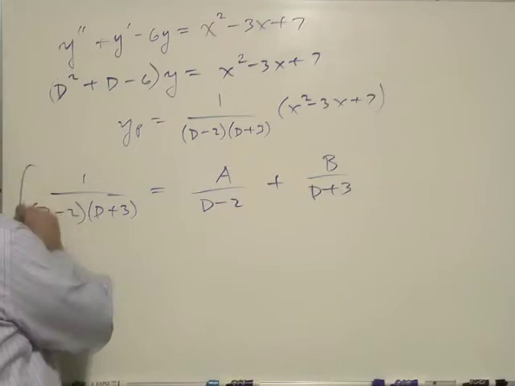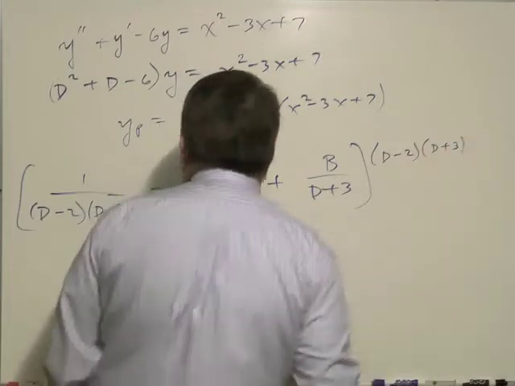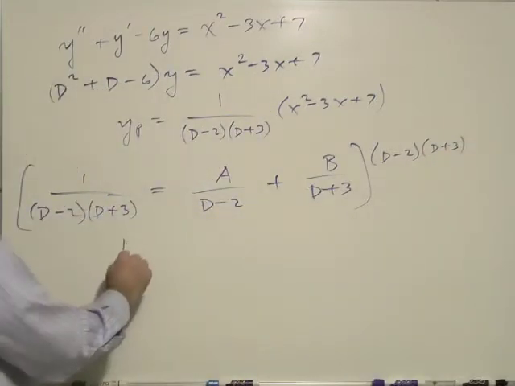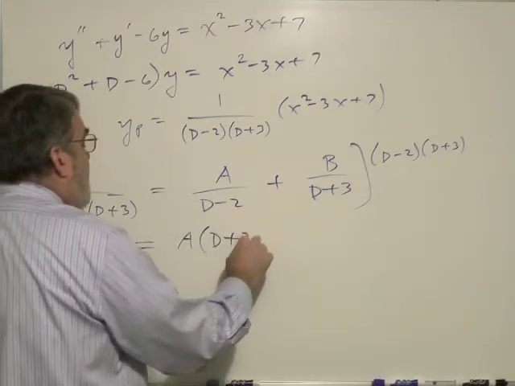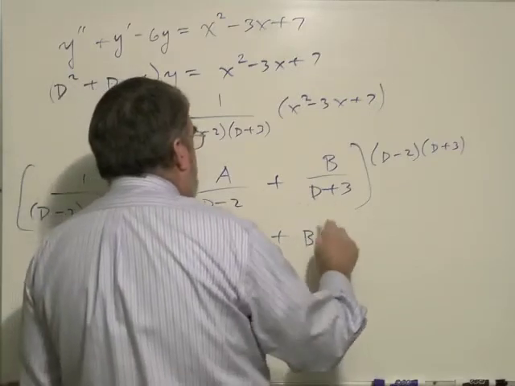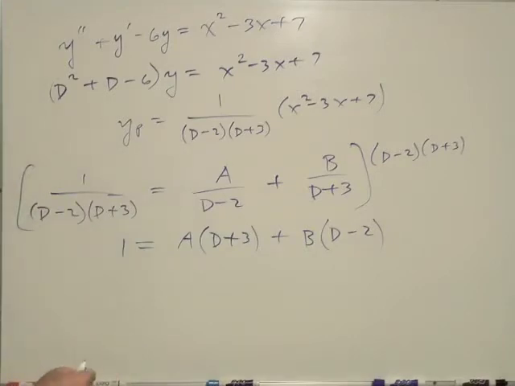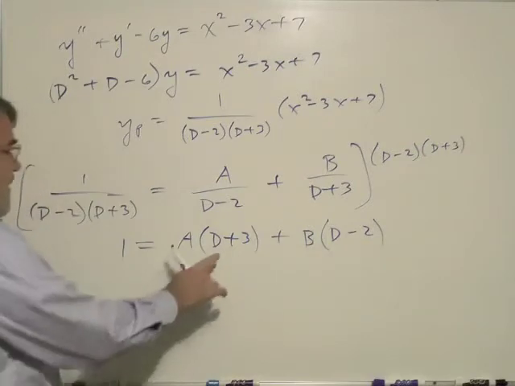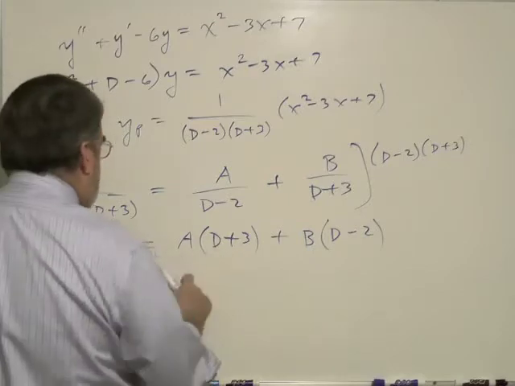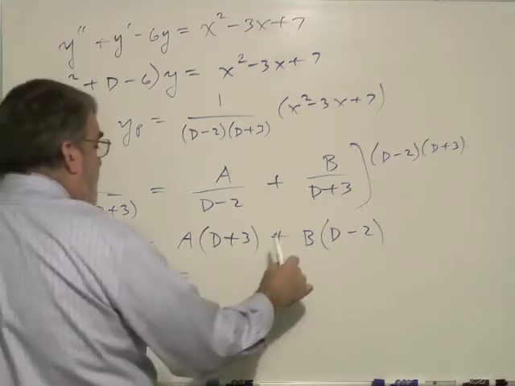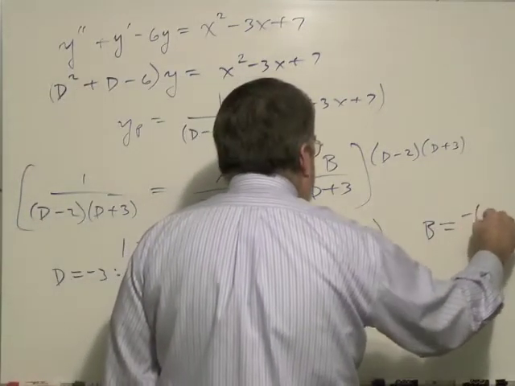And so first I'm going to clear the fractions, multiply by the denominator, and on the left I get 1. On the right, D minus 2 cancels, so I have A times (D plus 3), and then B, this cancels, times (D minus 2). So the quickest way to do these, I think, is to do substitutions. If I let D equal negative 3, then this becomes a 0. It cancels off the A term, so I have 1 equals B times negative 5. So it means that B is negative 1/5.